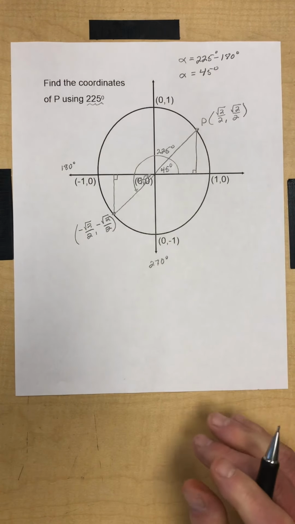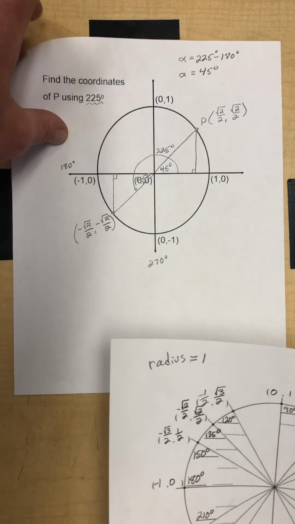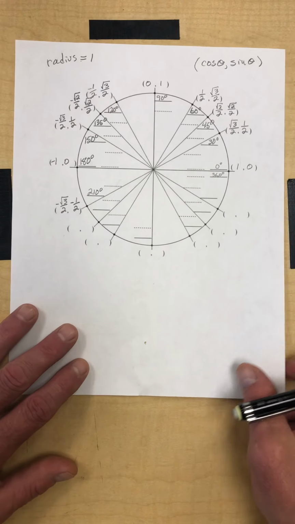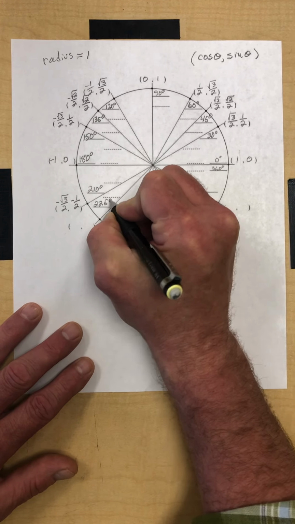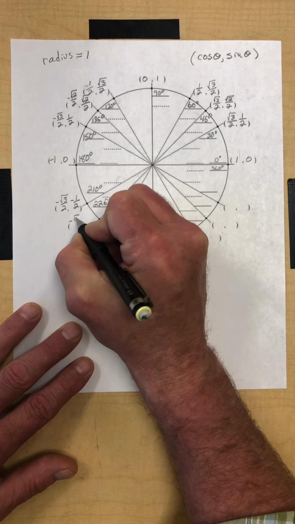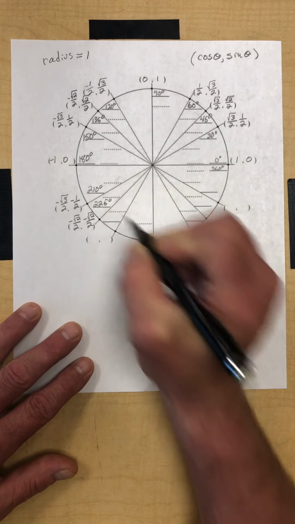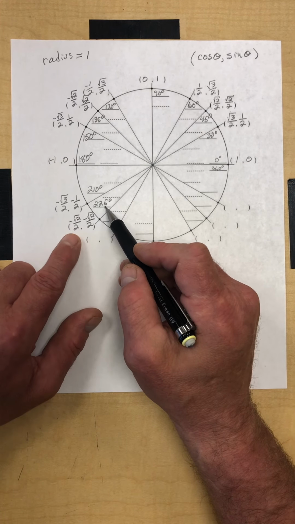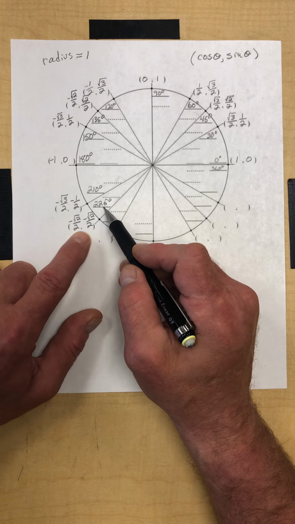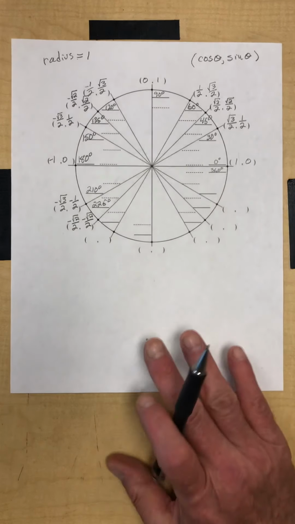Okay, so I have my next part of my unit circle at 225 degrees. So let's see that next guy right here, 225 degrees. And I get negative radical 2 over 2 and negative radical 2 over 2. So that means cosine, sine, so that means cosine of 225 is negative radical 2 over 2, and the sine of 225 is negative radical 2 over 2.